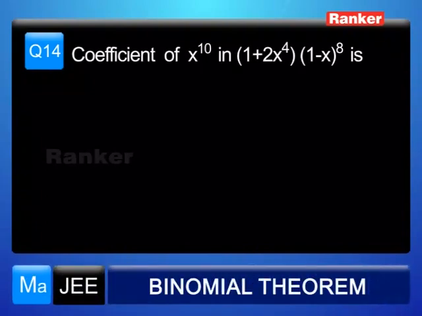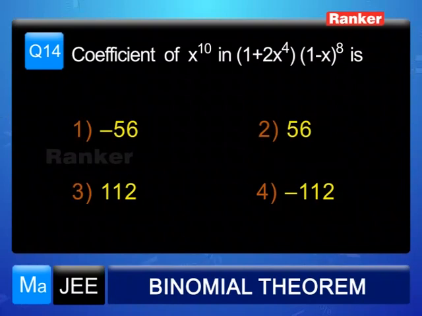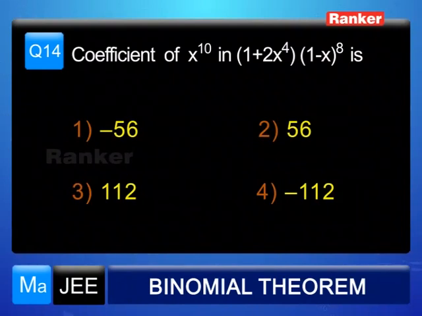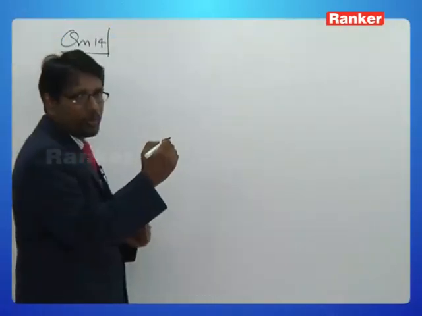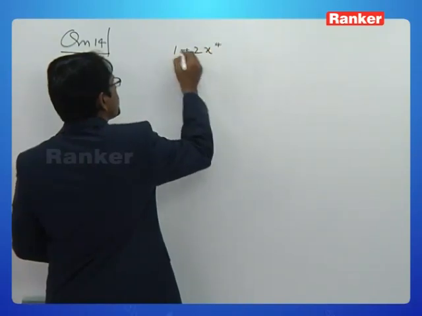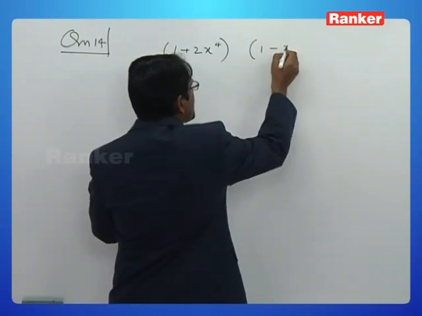We are interested in the coefficient of x power 10 in (1 plus 2x) power 4 into (1 minus x) raised to the power 8. The four options are minus 56, 56, 112, and minus 112. Now we have a product of two expansions here: (1 plus 2x) power 4 into (1 minus x) power 8.